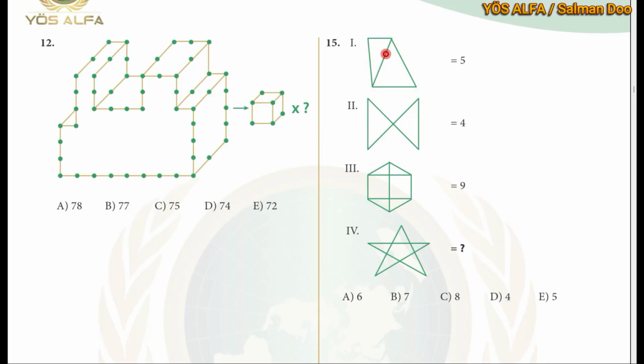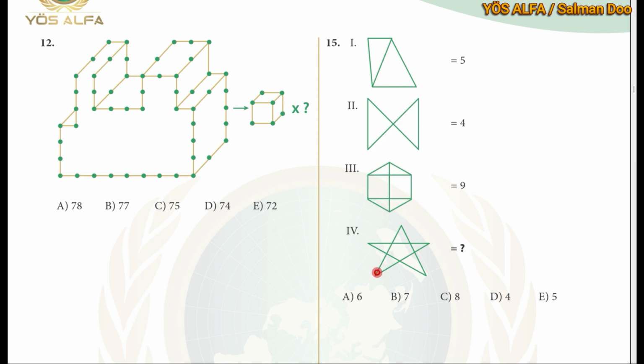Number 15, number figure relation. So we have 5 over here. What is 5? It's usually either angles or the sides. And here in this problem we have 1, 2, 3, 4, 5. The number of sides is 5. So let's take a look at the second one. 1, 2, 3, 4. 1, 2, 3, 4, 5, 6, 7, 8, and 9.